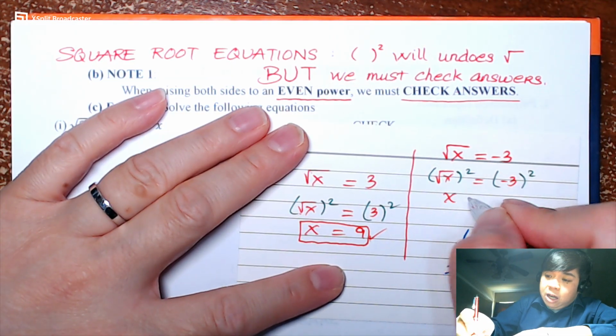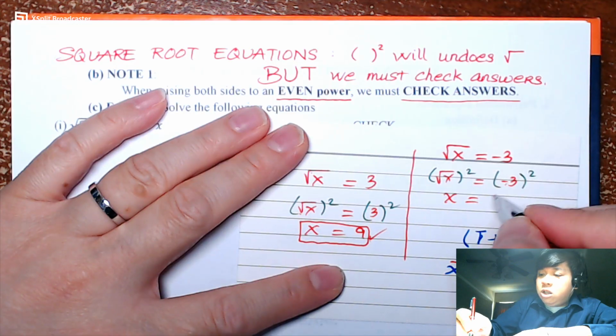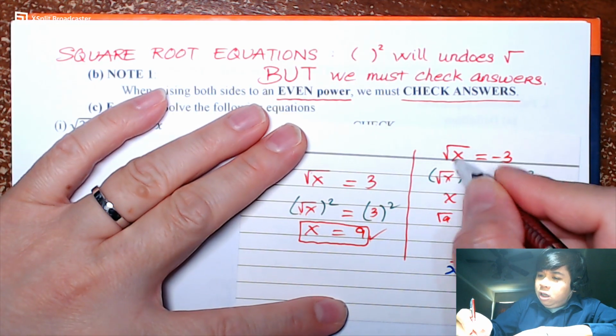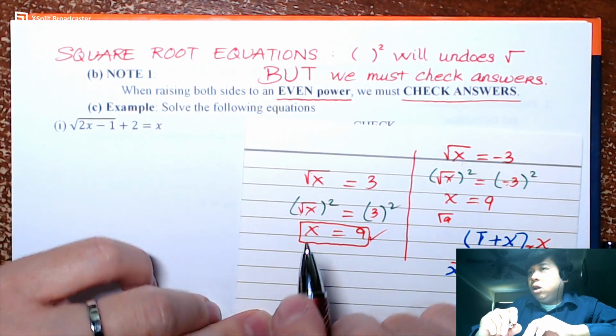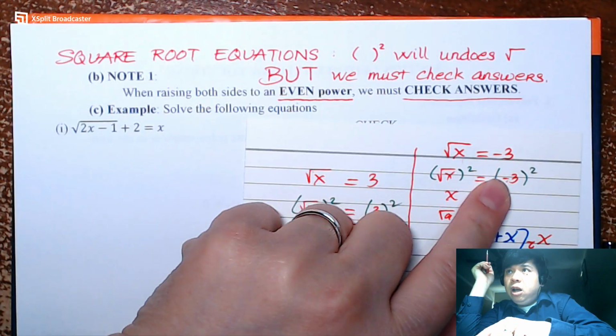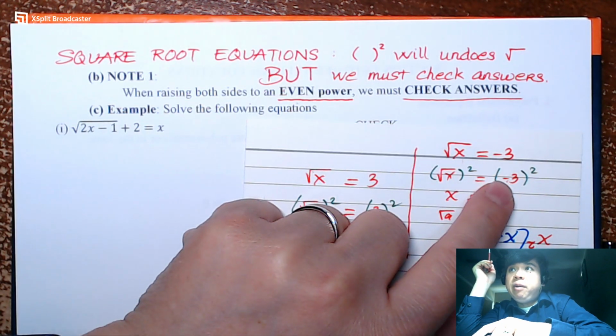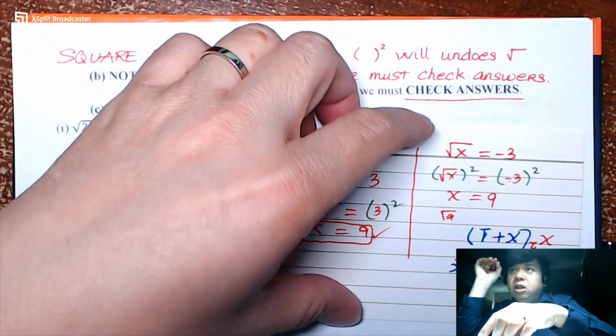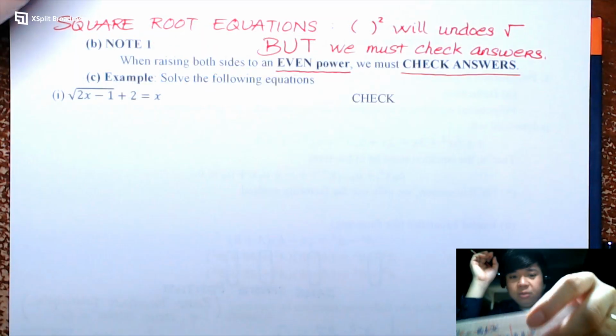And that gives us x. And negative 3 squared is still 9. Then we said, wait a minute, square root of 9 is not equal to negative 3. Because when we square both sides, we lose the information of the negative sign. And that's why we have to check. When we raise to an even power on both sides, we have to check our answers.